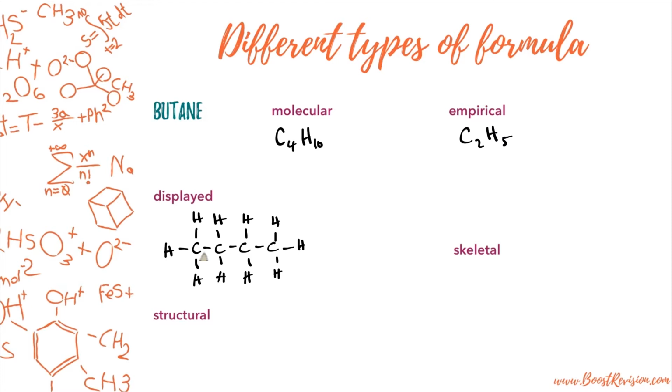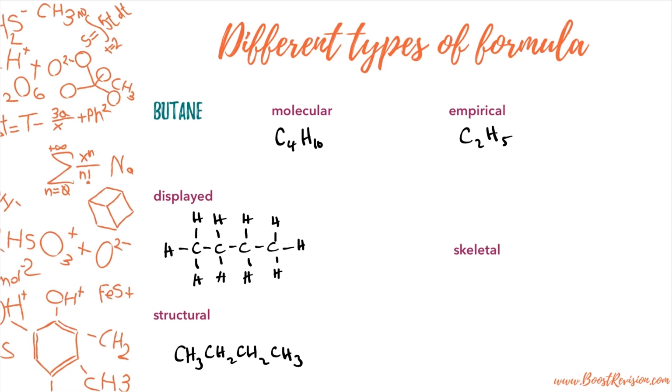Now let's look at the structural formula. We said it was the minimum detail needed to show the arrangement of atoms in a molecule. So we've got CH3, CH2, CH2, CH3 at the end. You can do a final check by counting 4 carbons and 10 hydrogens. Perfect. Lastly, the skeletal formula.